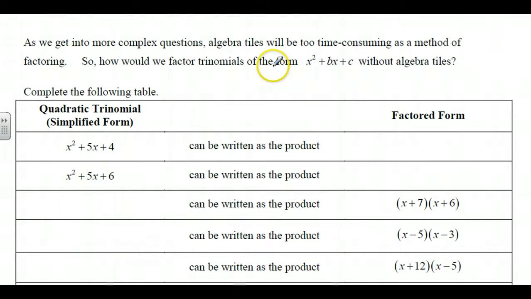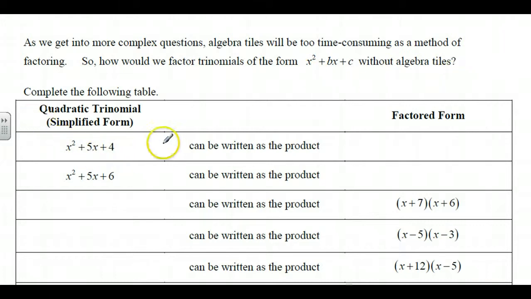Moving on, but you know, when we get into more complex questions, algebra tiles would be too time consuming, right? And if you want some physical tiles to manipulate, let me know. I can bring some in and give them to you. So, how would we factor without algebra tiles? So let's take a look at it.